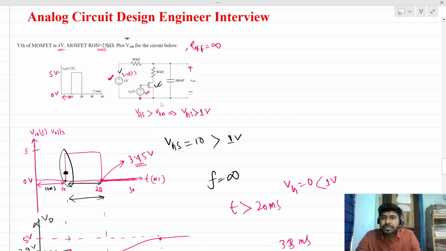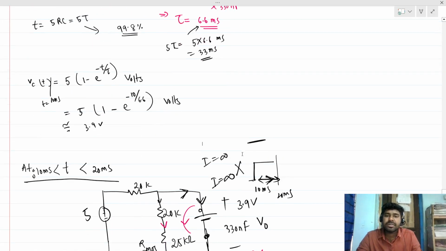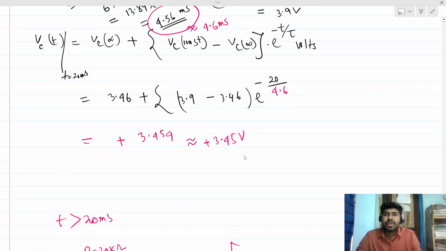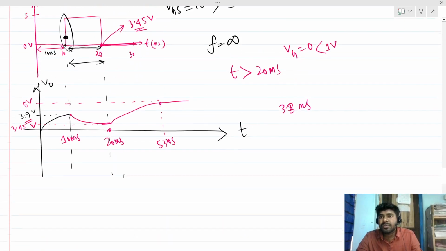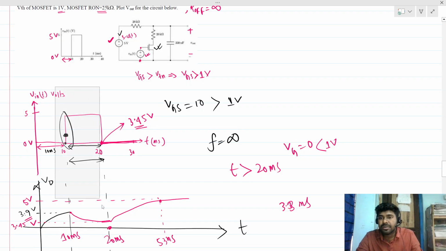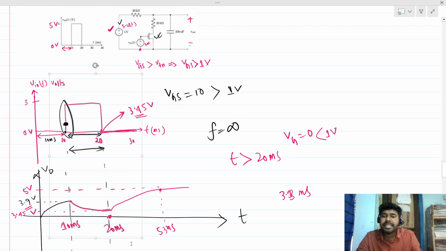Now after t greater than 20 millisecond, the switch is again off. It will act as a normal RC filter, and eventually it will take up to 53 millisecond to reach its steady state of 5 volt. So this is how the circuit behaves. The main trick here is this portion, the 10 millisecond to 20 millisecond.